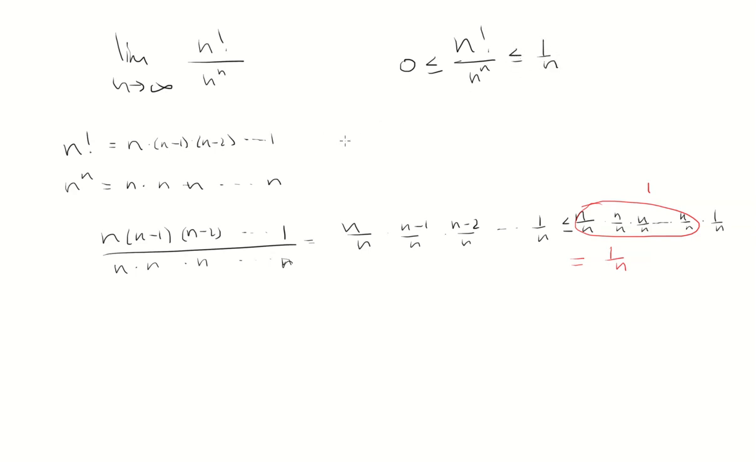Now clearly we know that as n approaches infinity, 1 over n is going to go to 0, and 0 also goes to 0. So by the squeeze theorem, n factorial over n to the n also goes to 0.